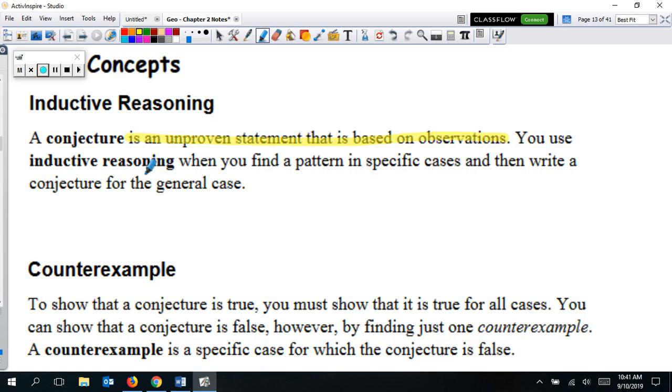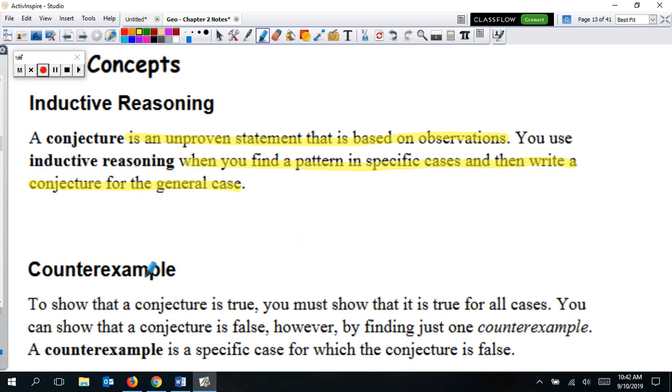And here it is again right there. You want to highlight this. Inductive reasoning is when you find a pattern in specific cases and then write a conjecture for a general case. So the specific case was every Wednesday, saw ketchup, had a hamburger. Saw ketchup again, had a hamburger. Those are specific cases. But then you made this general case that, well, Wednesday we have hamburgers. That's the general case. Or when we see ketchup, we have hamburgers.